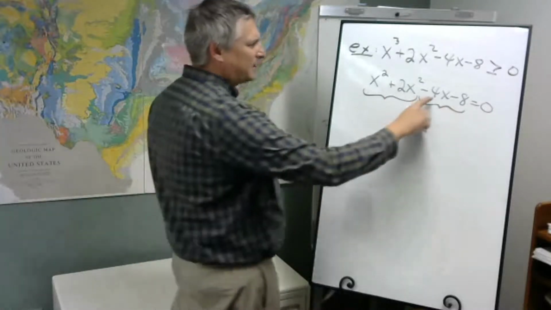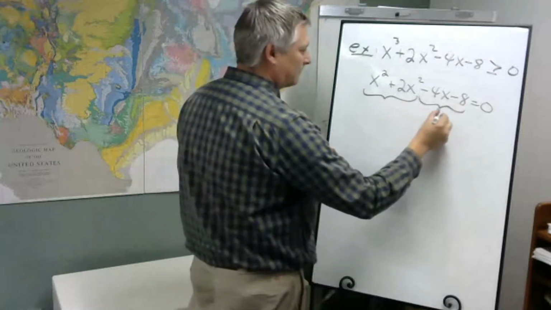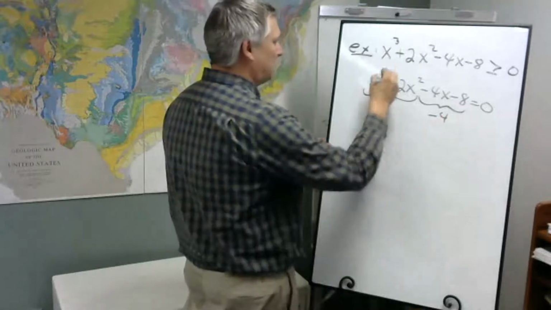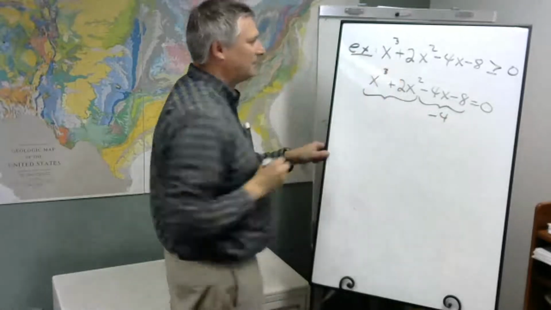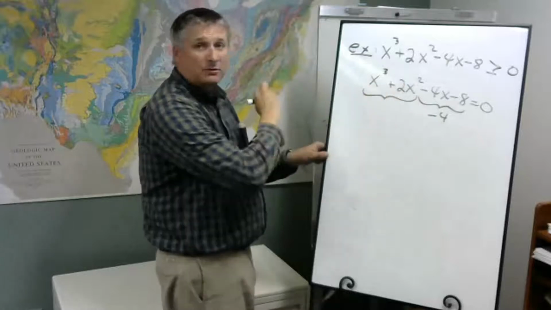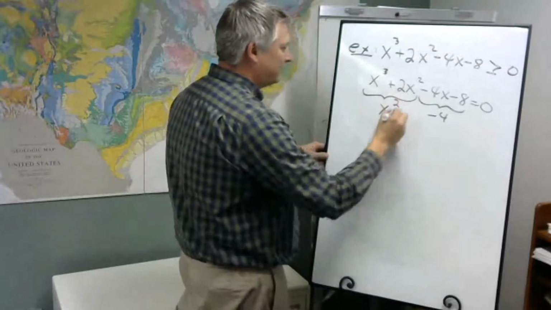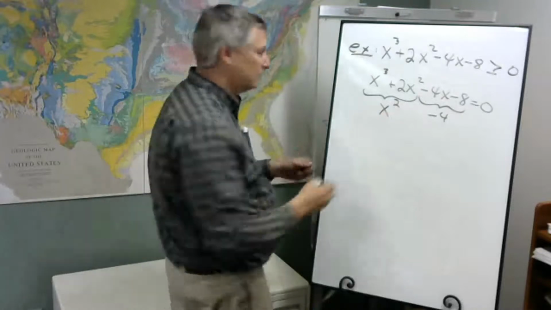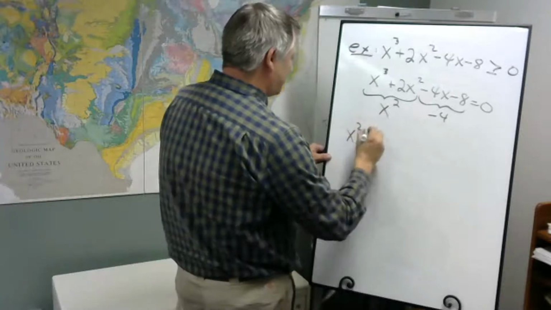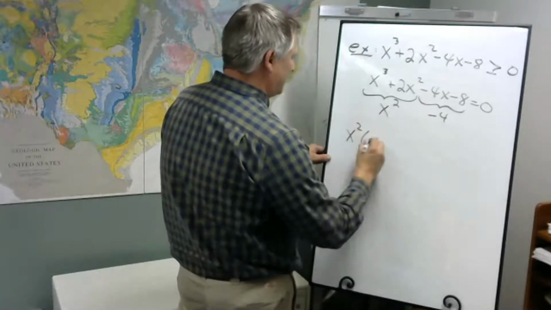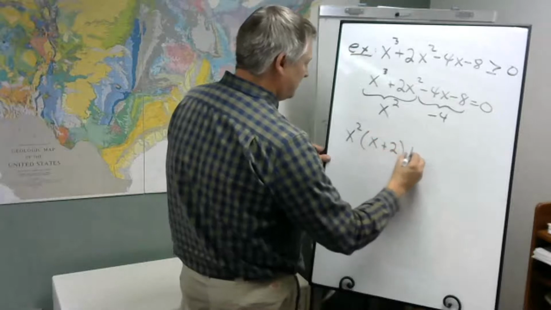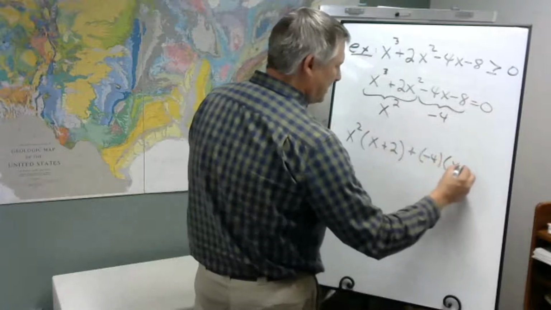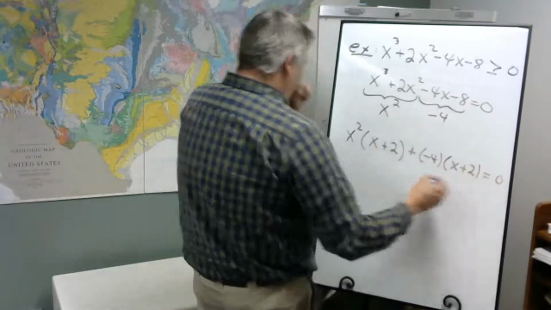And from here I can extract a -4. From here I can extract an x squared. Oh, sorry, this is an x cubed here. So we have an x cubed, a 2x squared. I can extract out an x squared. So let's see what we get. Hopefully this works. So if I extract x squared from this first group, I get x plus 2. If we extract -4 from this group, we'll get x plus 2.